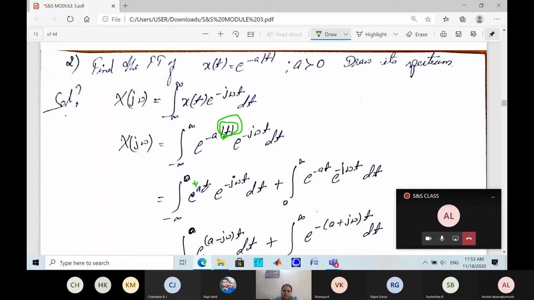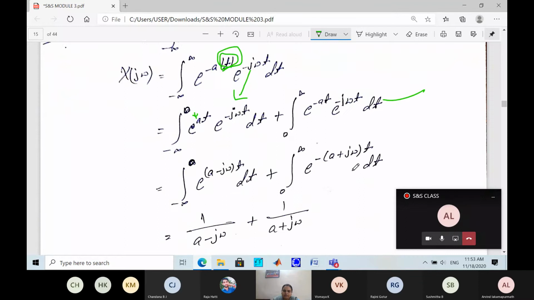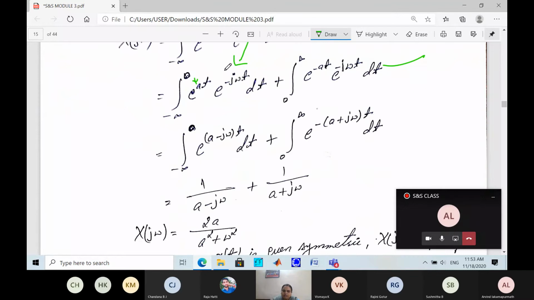Okay, e raised to at, e raised to minus j omega t dt, and this is for the negative values. Then we go for the positive values from 0 to infinity, e raised to minus at, because plus into minus is going to be minus only, right? e raised to minus at, e raised to minus j omega t dt. Then add the two in the powers.